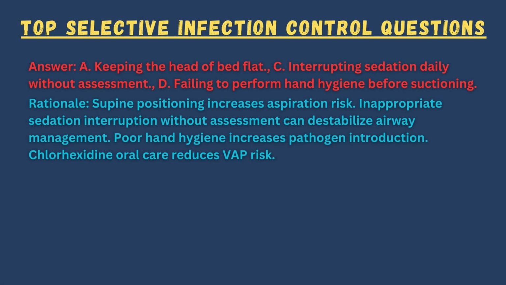Answer: A. Keeping the head of bed flat. C. Interrupting sedation daily without assessment. D. Failing to perform hand hygiene before suctioning. Rationale: supine positioning increases aspiration risk. Inappropriate sedation interruption without assessment can destabilize airway management. Poor hand hygiene increases pathogen introduction. Chlorhexidine oral care reduces VAP risk.